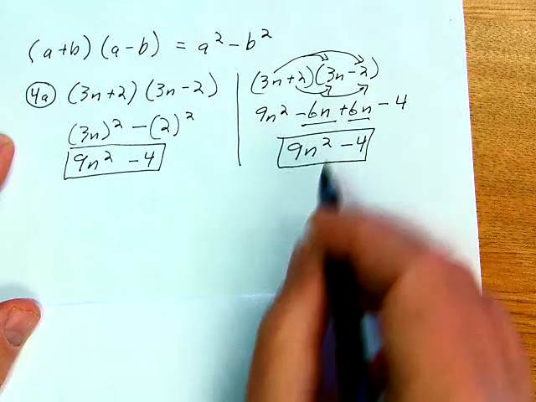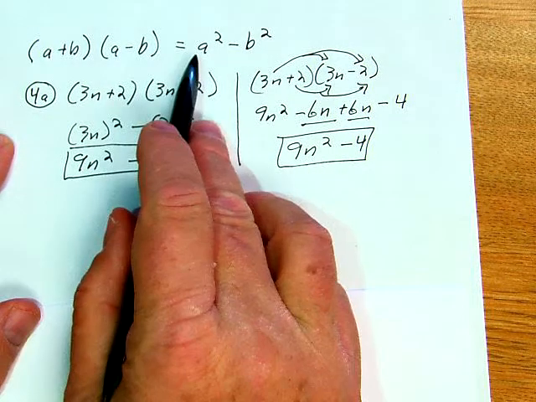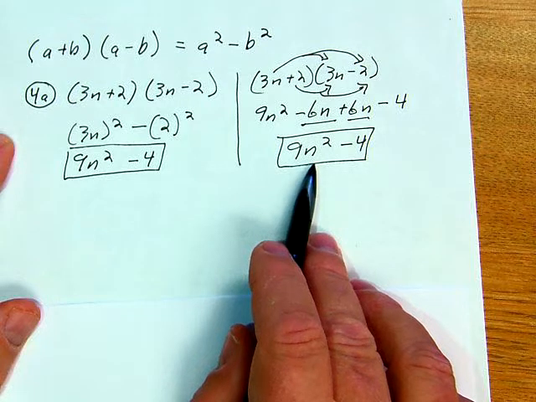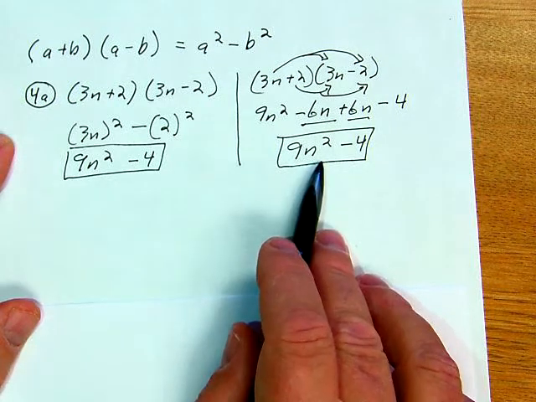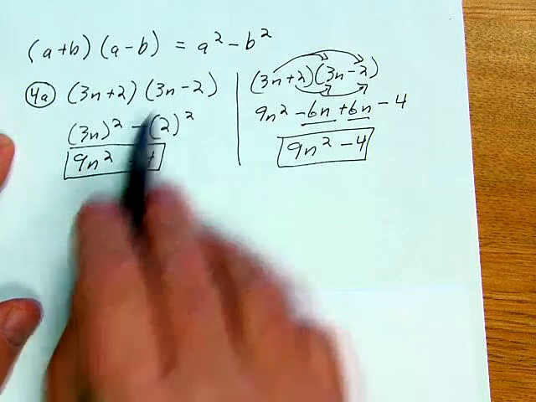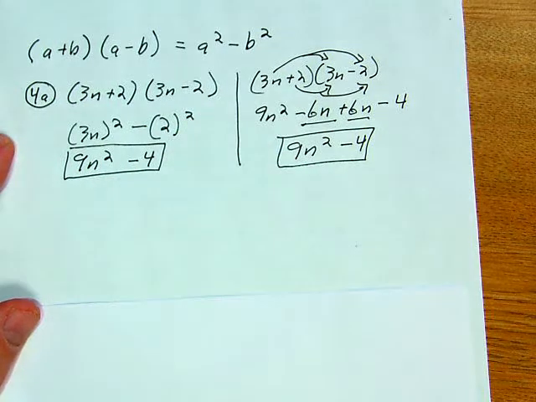And see how we did it both ways. We used the formula, and then we used the actual FOIL method, and we ended up with the same answer. So when you see this situation, you don't have to do the work. You can go directly to a squared minus b squared. So here's another one.